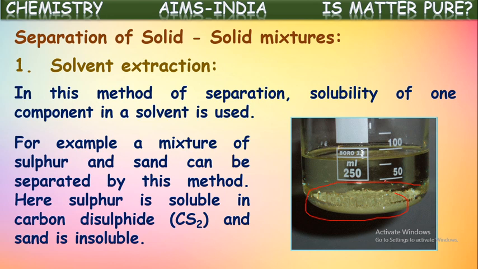Okay, in this way, a mixture of two solid components can be separated by using the solvent extraction method. In this method, one of the two solid materials will be dissolved into one of the solvents taken there. So when these two are put into a liquid solvent, one of them will be dissolved, and the other one will remain in solid form. That can be separated easily by filtration. Here carbon disulfide dissolves sulfur. So in this way, by using solvent extraction, sand can be separated from sulfur.